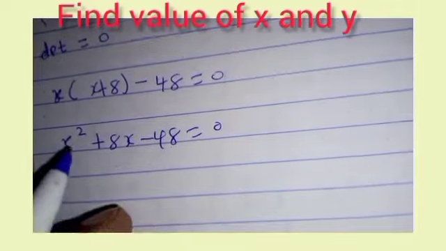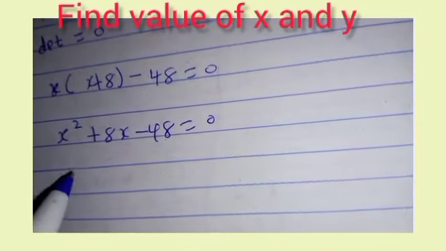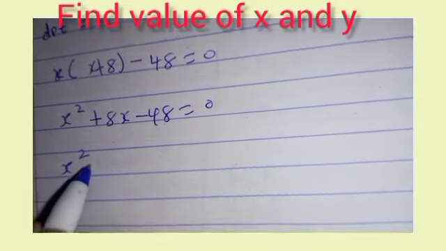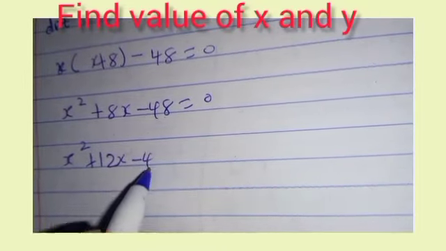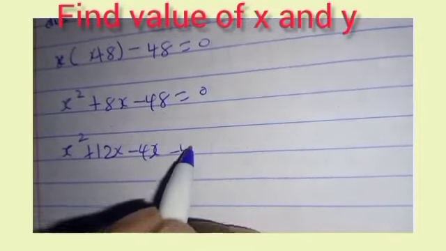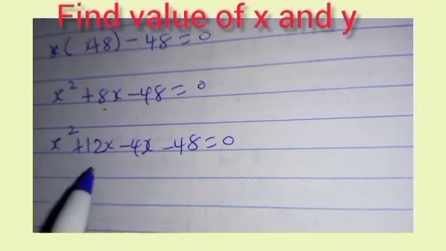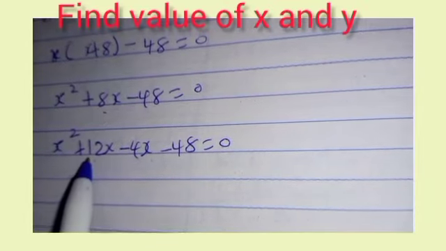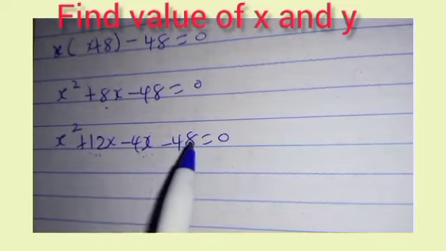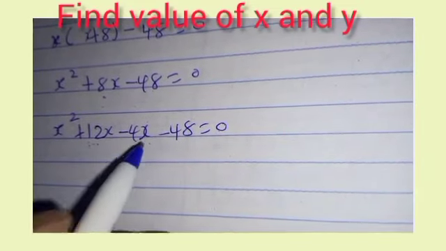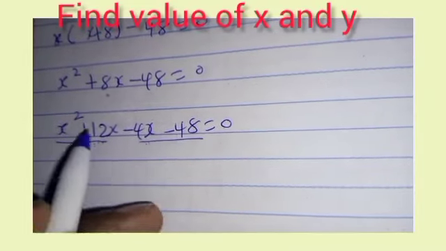Our numbers are 4 and 12. So you have x squared plus 12x minus 4x minus 48, which is equal to 0. So here I have substituted 8 with 12 and negative 4, because 12 minus 4 is 8, and 12 times negative 4 is negative 48. So we factorize by pairing. We pair the first two and the last two.